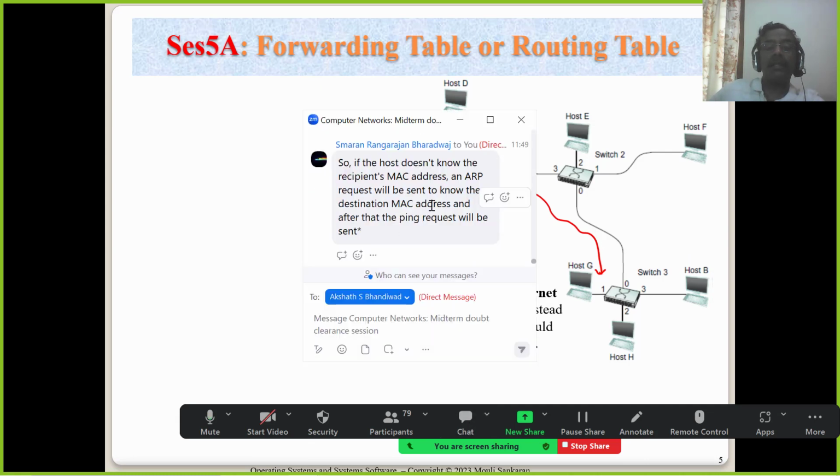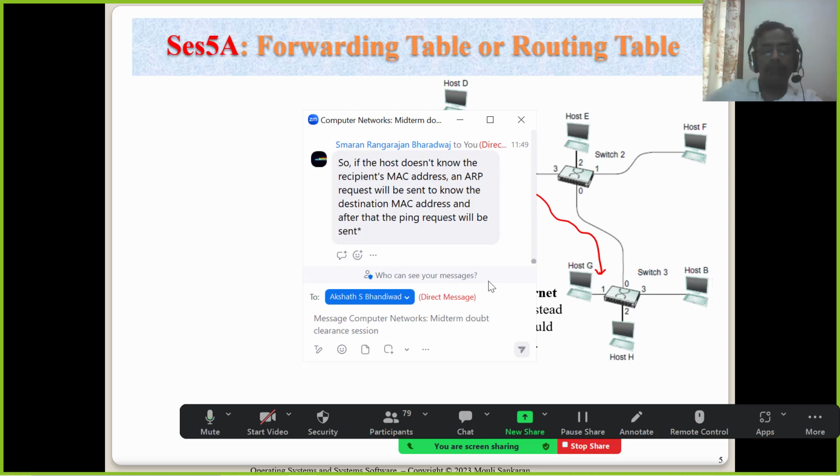If the host doesn't know the recipient's MAC address, an ARP request will be sent. The ARP request is sent to find the destination MAC address, and after that the ping request will be sent. Yes, I will come to ARP in a few minutes. The ARP request will be sent as a broadcast because it doesn't know where the host is in the LAN.